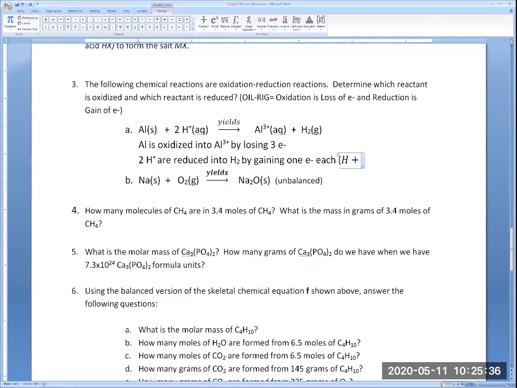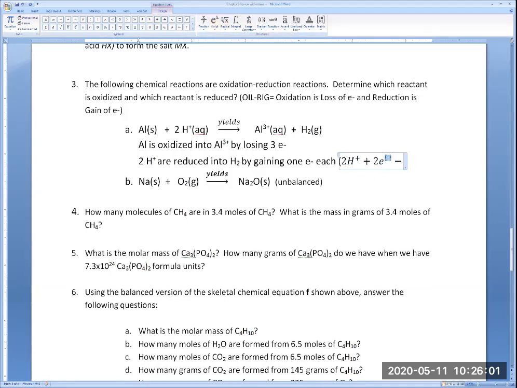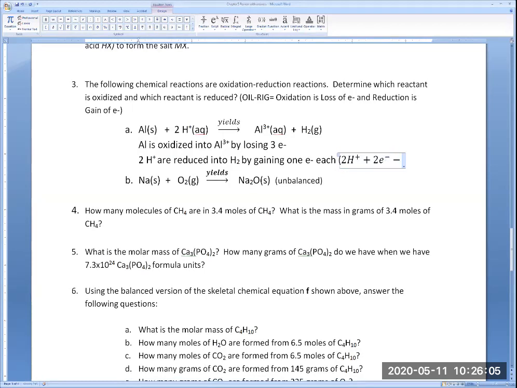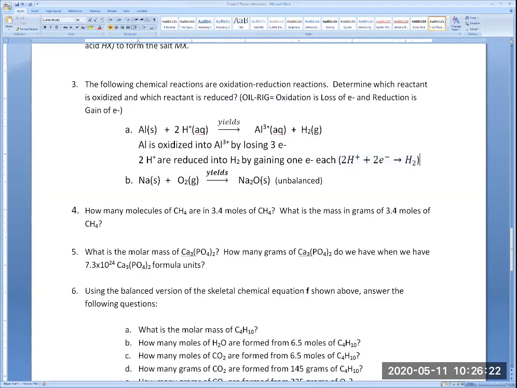H plus, it's actually 2H plus. So 2H plus, and they will gain one electron each. Oops, it's minus. Will become H2. Right? Hopefully it makes sense this way. So we had two H plus ions. They each gain an electron, and together they bind to make the H2 molecule. But hydrogen as an atom has been reduced because it gained an electron.